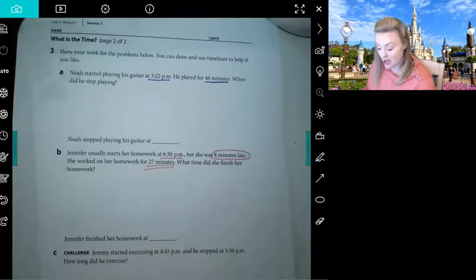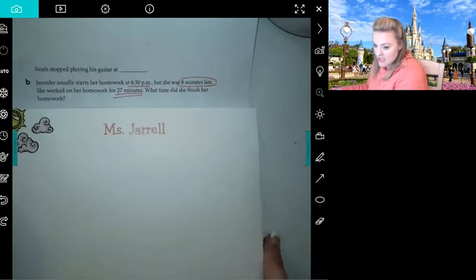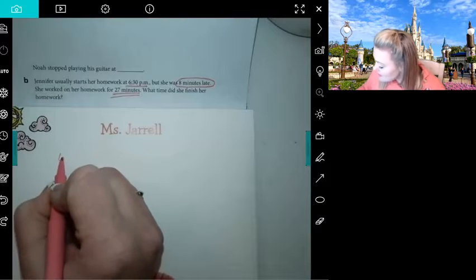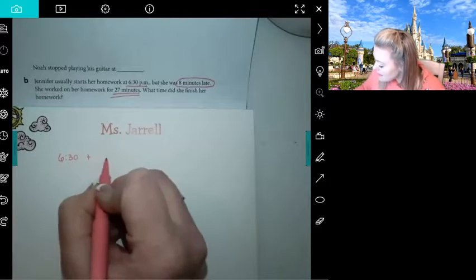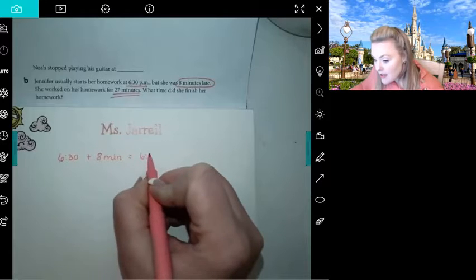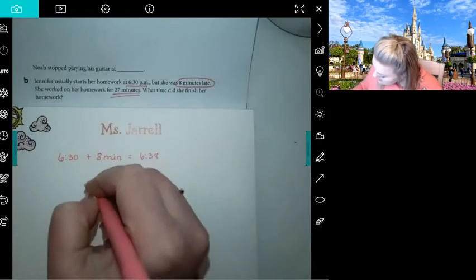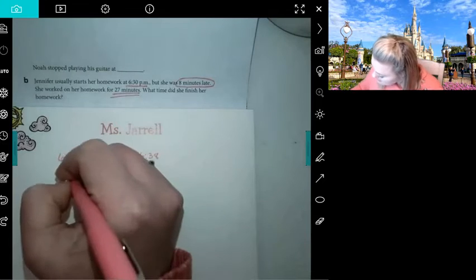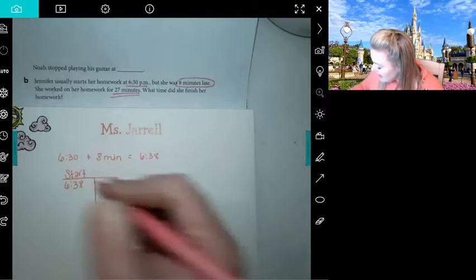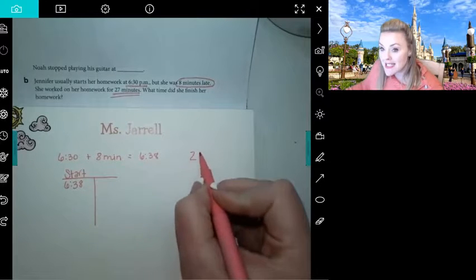So we're going to use a T-chart for this. The first thing I'm going to do is grab some scratch paper, just so that I have enough room to show you. And it says that she starts usually at 6:30, but she was 8 minutes late, so 6:30 plus 8 minutes is 6:38. So T-chart here, my start time is 6:38. She worked on her homework for 27 minutes.